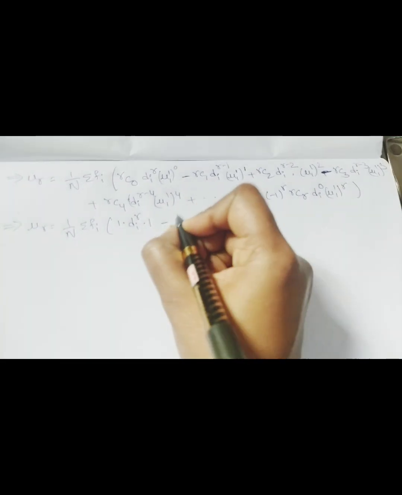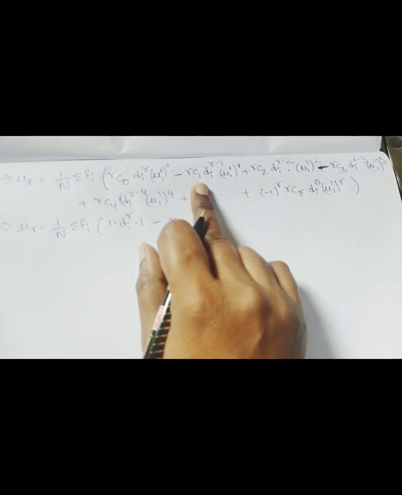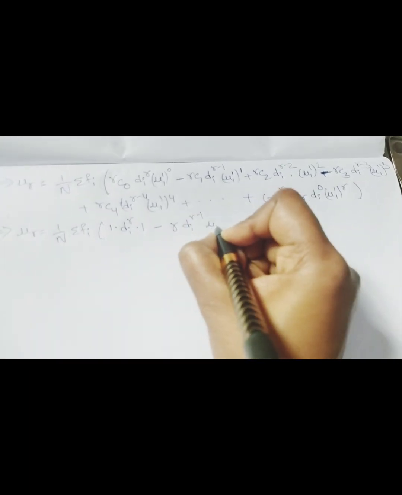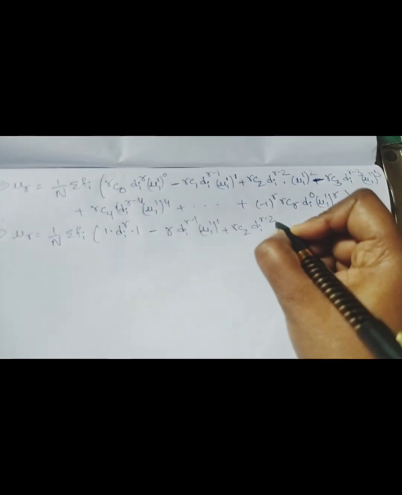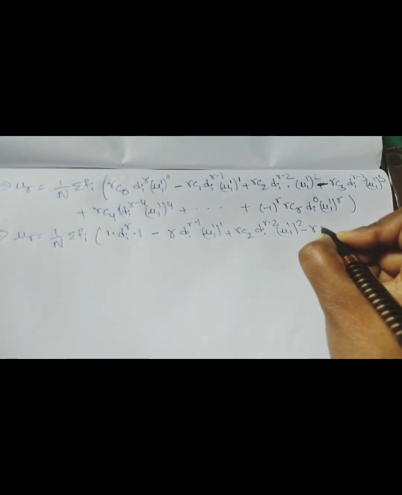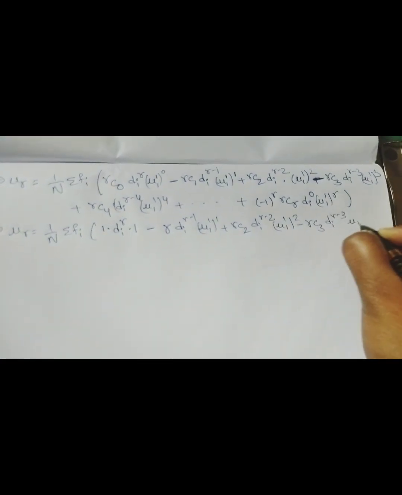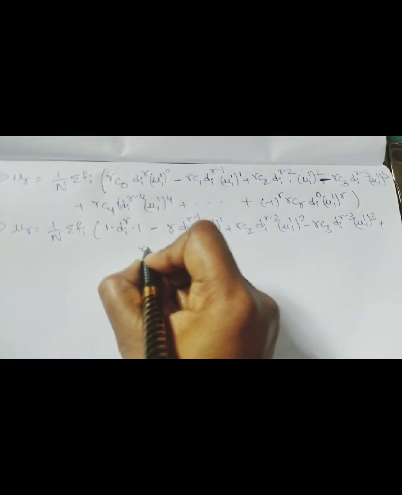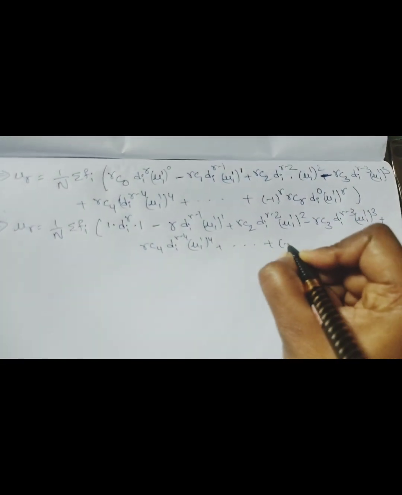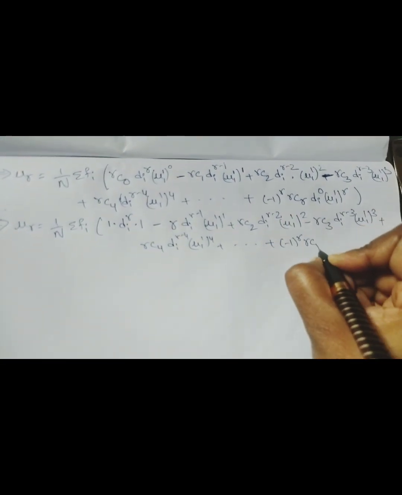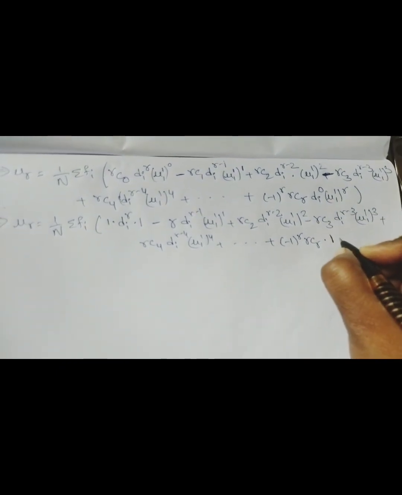So you can substitute here: 1 minus rC1, whose value is r, di power r minus 1 into mu 1 dash whole power 1 as it is, plus rC2, di whole power r minus 2, mu 1 dash whole square, minus rC3, di whole power r minus 3, mu 1 dash whole cube, plus rC4, di whole power r minus 4, mu 1 dash power 4, plus so on, minus 1 whole power r, rCr into di power 0. Anything power 0 is 1, into mu 1 dash whole power r as it is. So this is completed. So what did we substitute? Since anything power 0 is 1.